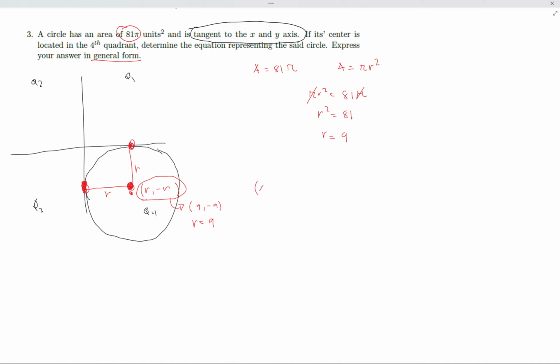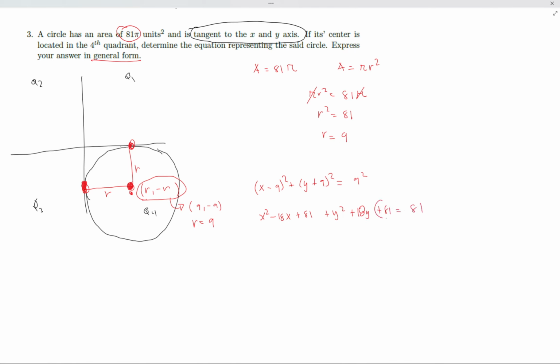So the standard form now is (x - 9) squared, since it's positive, plus (y + 9) squared, equals r squared, that is 9 squared. Simplifying to general form, this will become x squared minus twice of 9, that is 18x, plus 81, and then plus y squared plus 18y plus 81, and then 81.